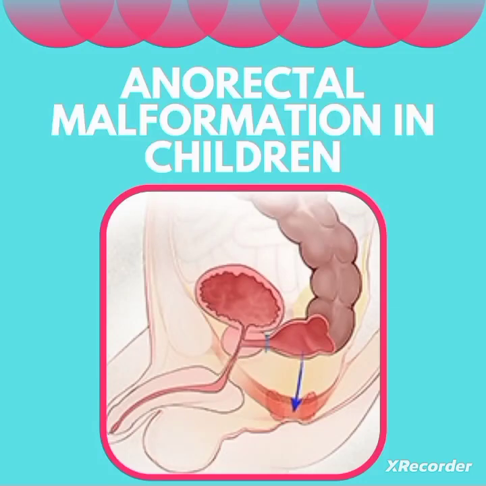Anorectal malformation, or imperforate anus, is a congenital anomaly of the anorectal canal. The incidence is 1 in 4,000 live births, and compared to females, males have more predominance to ARM. It is associated with VACTERL syndrome.